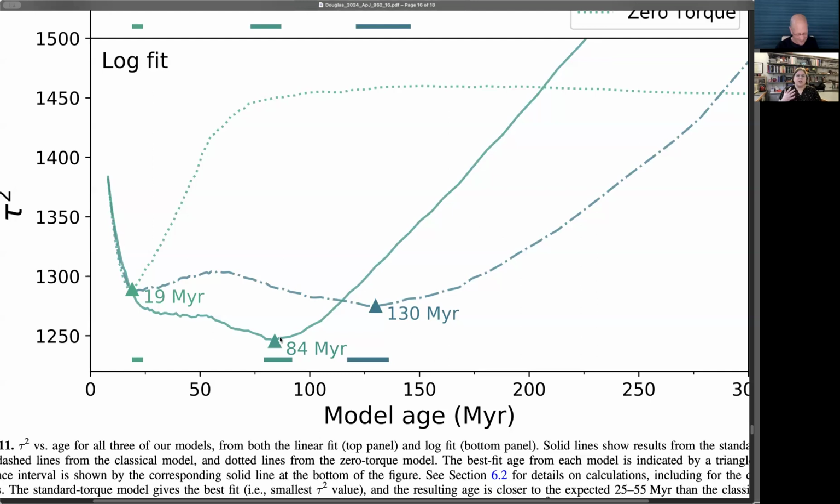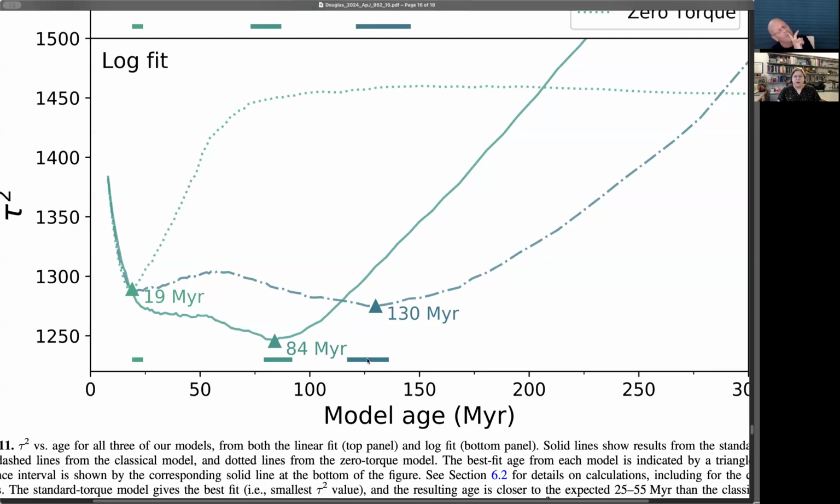Right. And if you look at those bars across the bottom that represent the uncertainties on these fits, they don't overlap. And so this data set and this method are able to distinguish between models with different prescriptions for the stellar wind torque. And so that's going to be very important for applying this to a larger suite of models, hopefully at many other cluster ages.